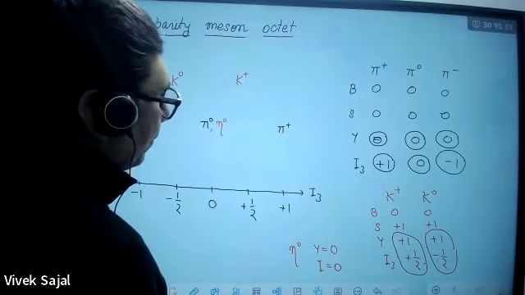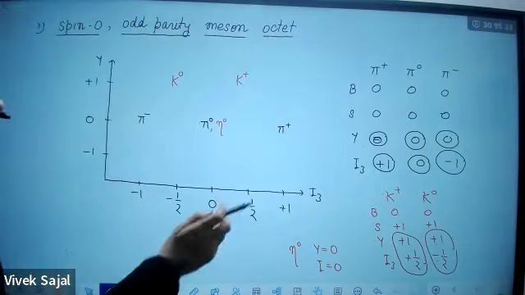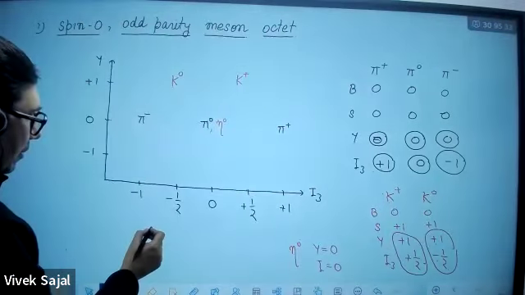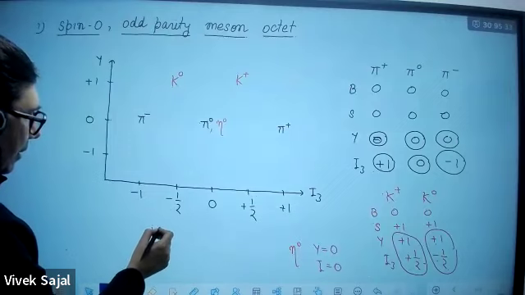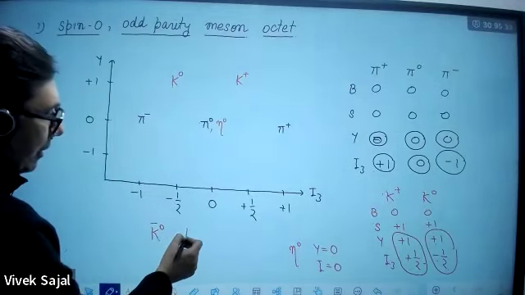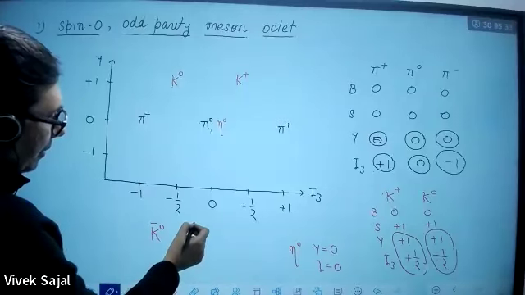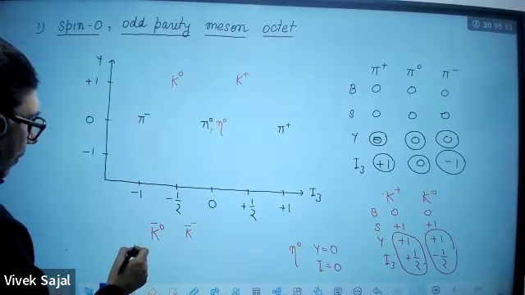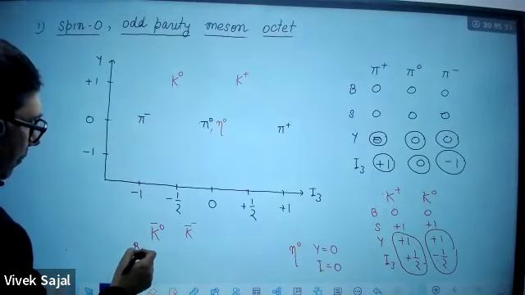ठीक है? Now, next, antiparticles. If you take the antiparticles of this, this will be K naught bar, and next is K bar negative. If you look at their baryon number, it is 0 for them.